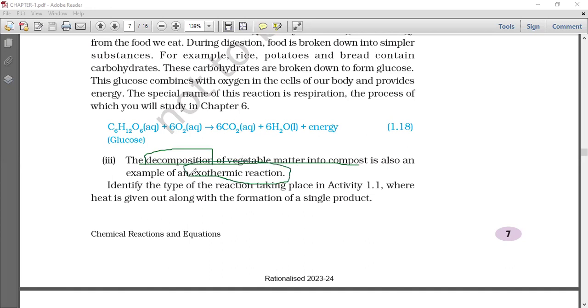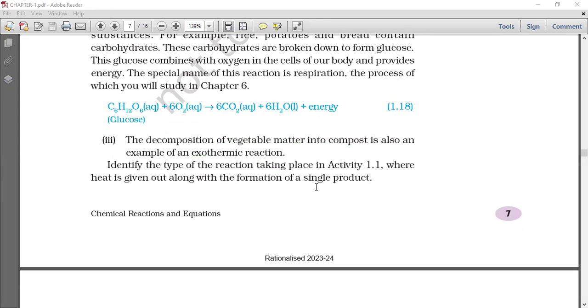It is also an example of exothermic reaction. So these are the examples that you should remember. Okay, so now he is asking, identify the type of reaction taking place in activity 1.1. You tell me whether it is an exothermic reaction or an endothermic reaction.